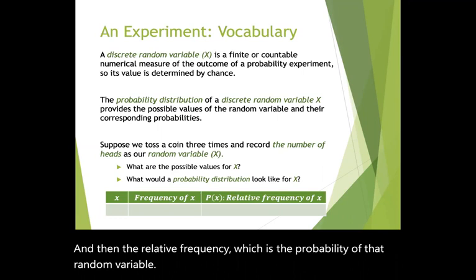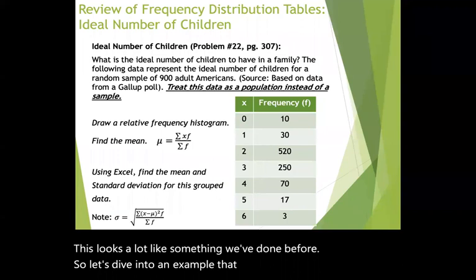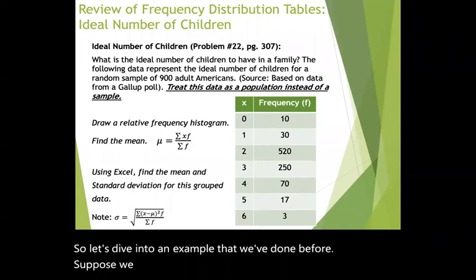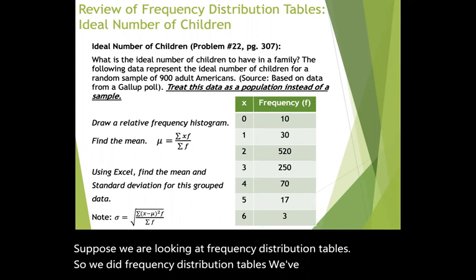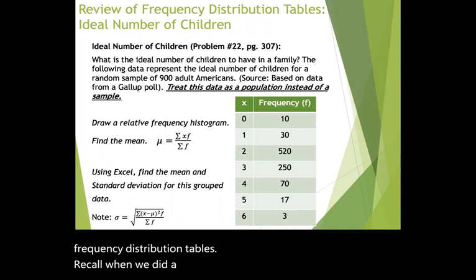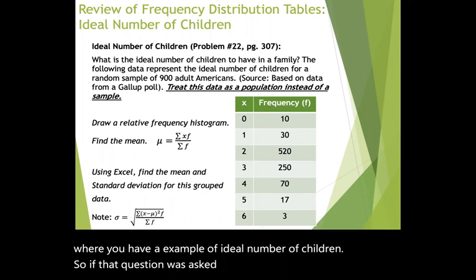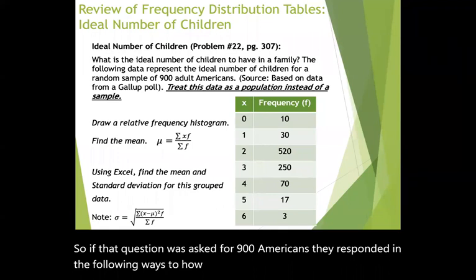This looks a lot like something we've done before. So let's dive into an example that we've done before. Suppose we are looking at frequency distribution tables. We did frequency distribution tables, and we've done relative frequency distribution tables. Now recall when we did a frequency distribution table. In this case, we have an example of ideal number of children. So if that question was asked for 900 Americans, they responded in the following ways as to how many children would be ideal.